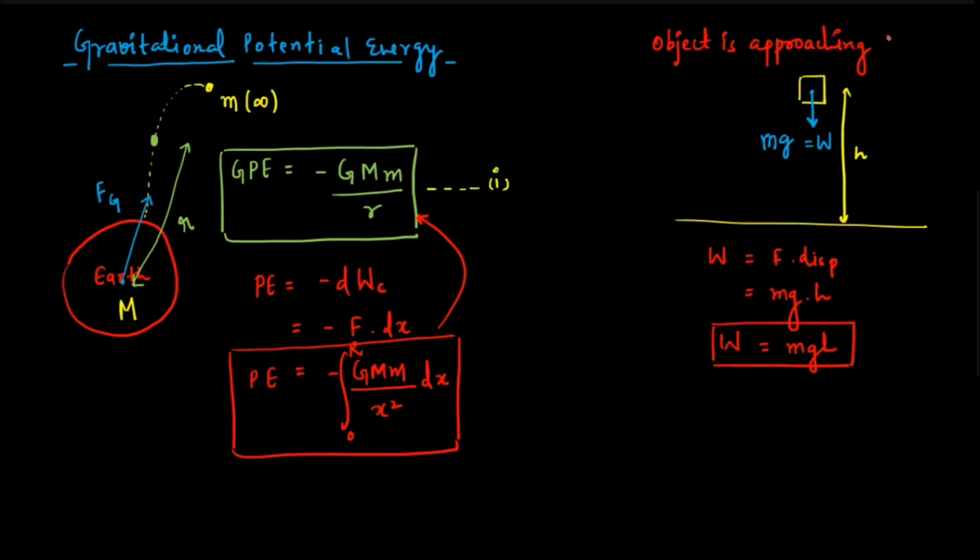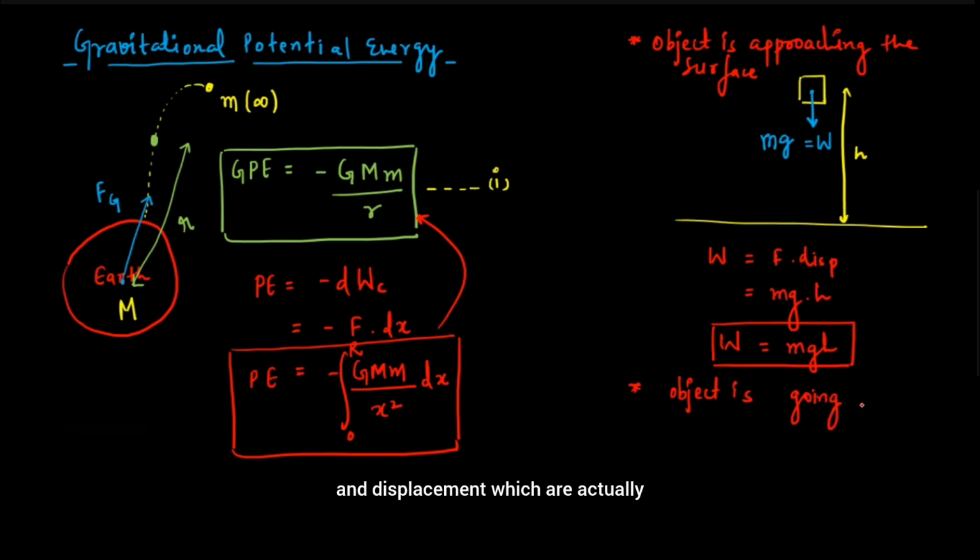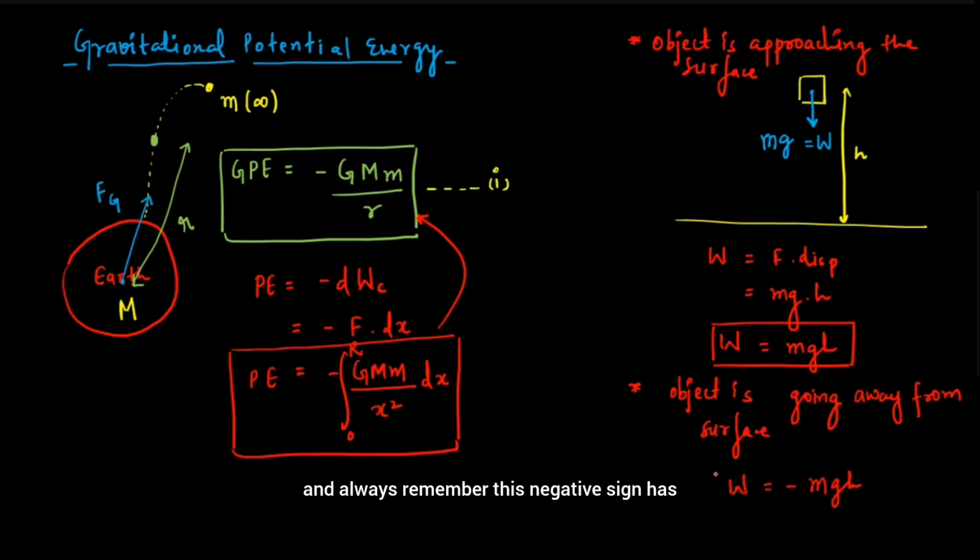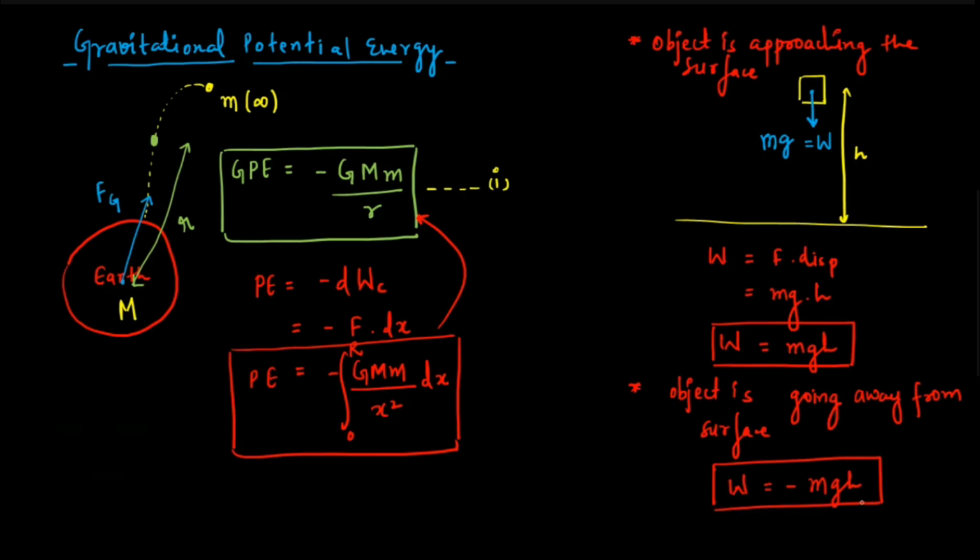What if the object is going away from the surface of Earth? Then this work is going to be negative, because the force and displacement which are actually acting on this object are in opposite directions. So we can say that when the object is going away from the surface, work done is going to be negative. And always remember this negative sign has a lot of influence in these questions.